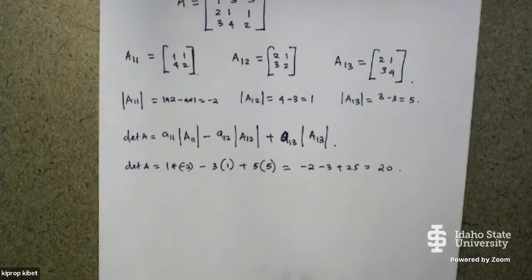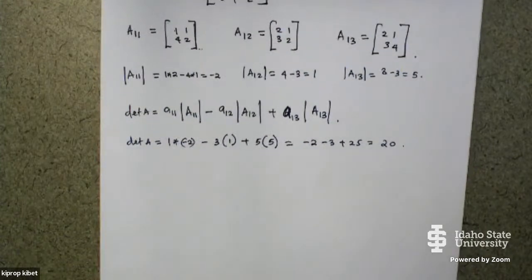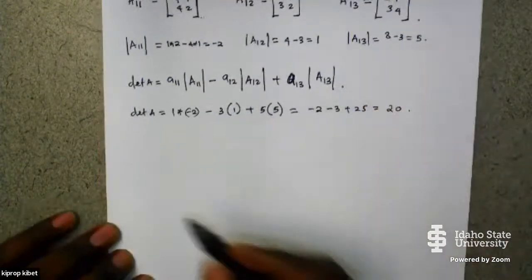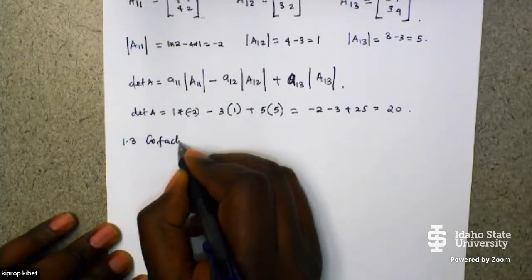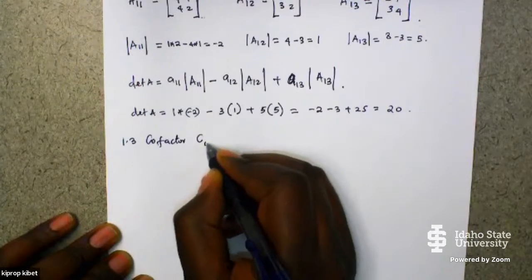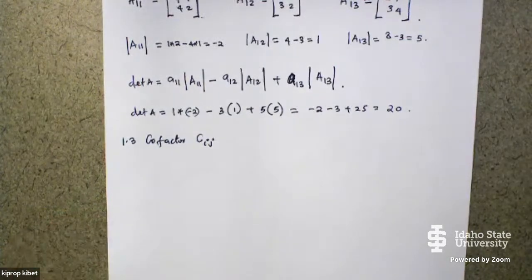Now, let's come to the next one. We can use the cofactors to find the determinant. 1.3, the cofactor, Cij.